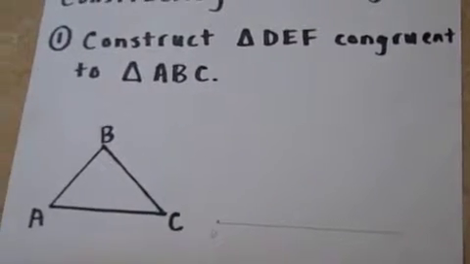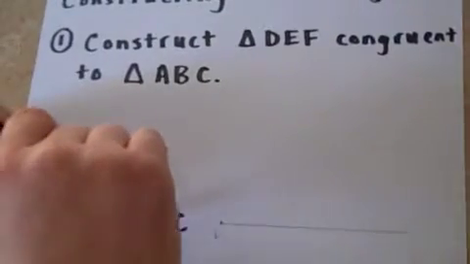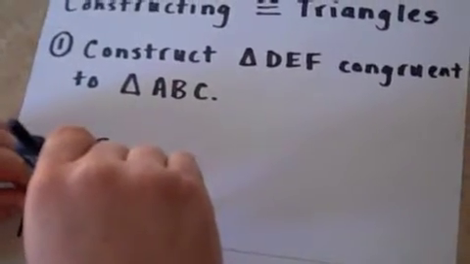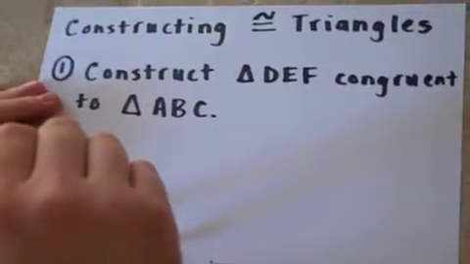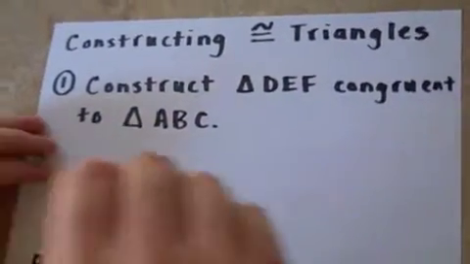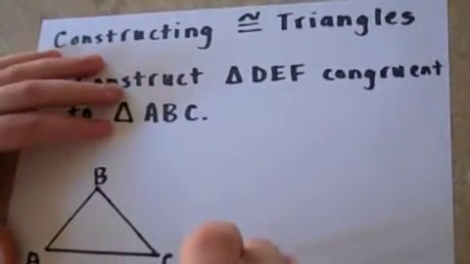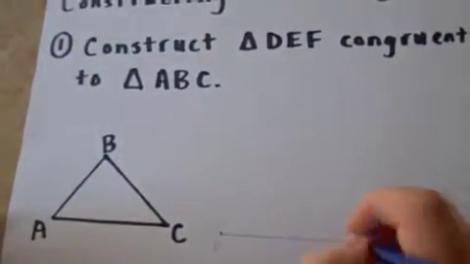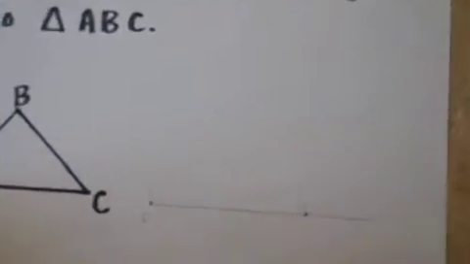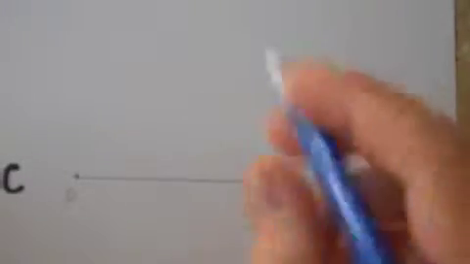The next step is to find point C. To do that, you open up your compass to the length from A to C. After you found that length with your compass, keep that length, move the point of your compass to point D, and make an arc on your line segment that you just made. You're going to label that now. Since this one is ordered ABC, this next triangle is going to be ordered DEF. That makes this point F.